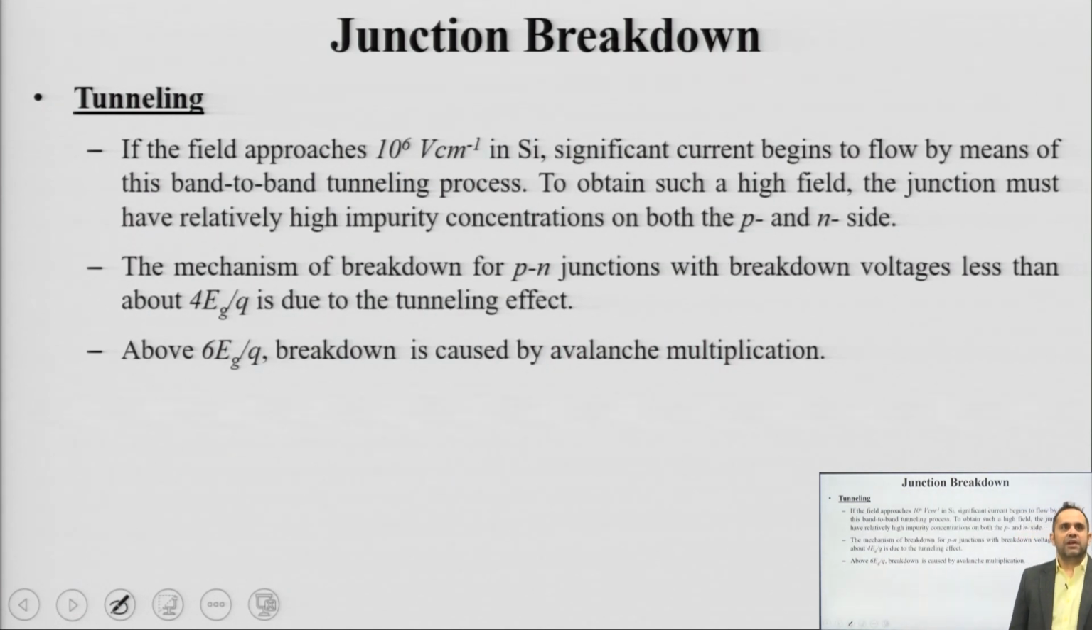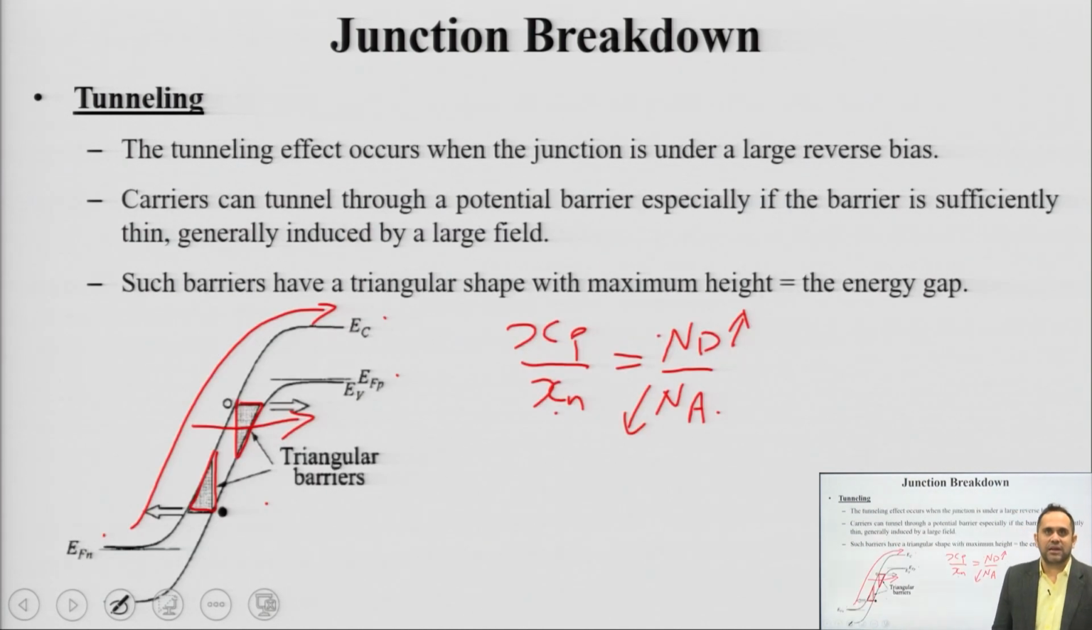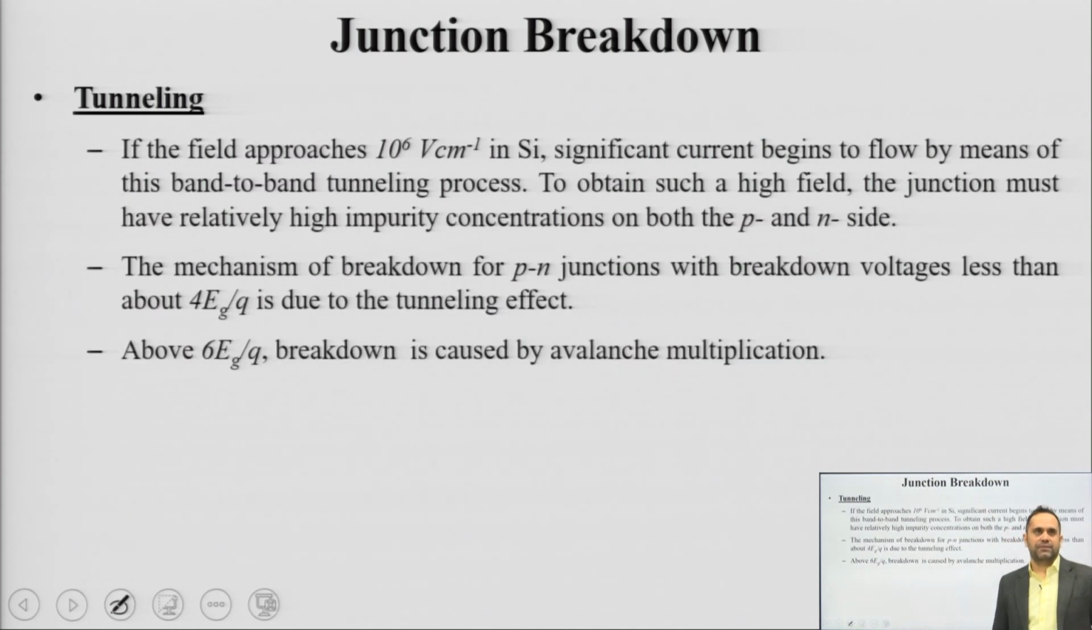Okay. The field I am referring to is the electric field across the depletion region. When this approaches, say, a value of 1 megavolt per centimeter in silicon, significant current starts to flow by band to band tunneling. What is band to band tunneling? Generation basically means carriers move from EV to EC. Instead of going through this barrier, if they go from one band to another, tunnel through, this is known as band to band tunneling. Okay.